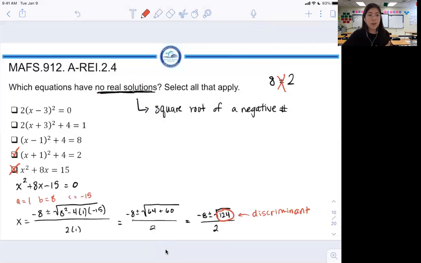Because if it's a positive number, we know there's going to be 2 solutions. If it equals 0, it's only 1 solution. And if it's a negative number, it's no solutions. All right. Is there another one you can kind of tell already might be no solution? C. Let's check it out.